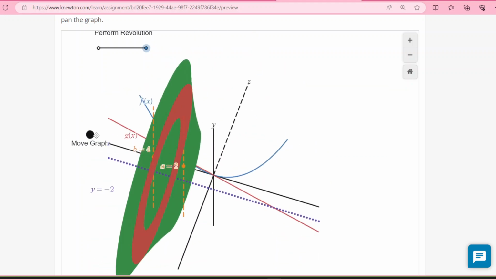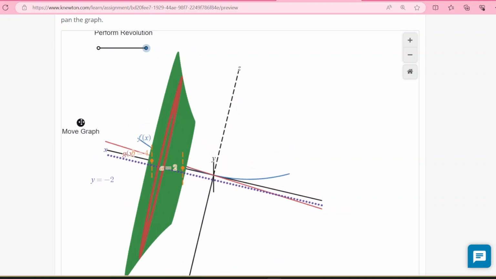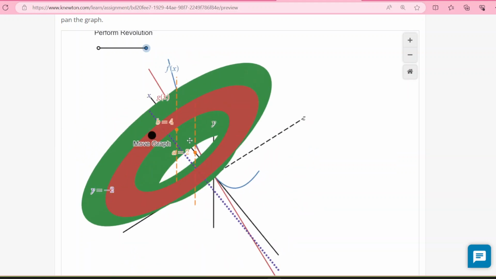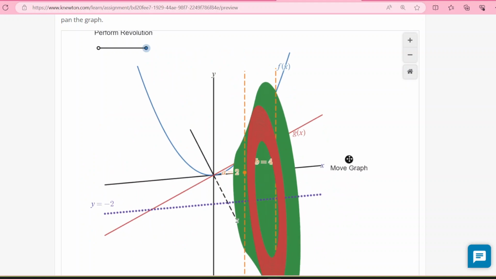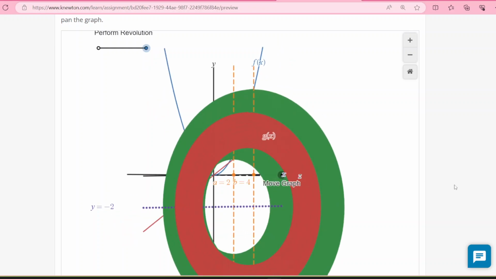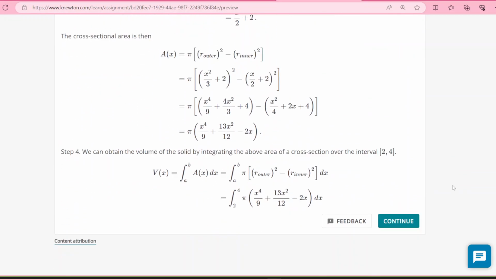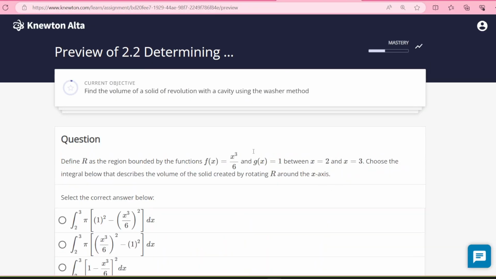Got a red slice there. See that little thin red slice? That's your washer. That's what a washer is. It's just a disc with another disc cut out of it. And then we have the integral to give us the volume of that shape, and of course you could just integrate and then find the volume of that 3D shape. Great. Let's go on. So still in this objective.